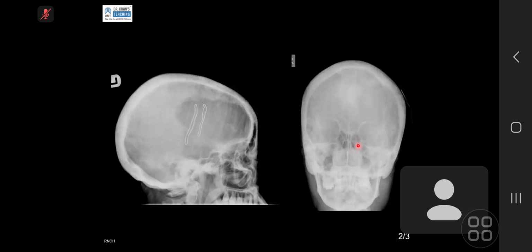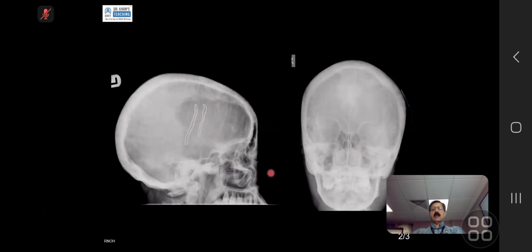Yeah, in this lateral skull radiograph, I can see that there is a well-demarcated area of lucency seen in the frontal aspect of this skull. I can see that there are two metallic-like structures. Yeah, don't worry about it. That was a bandage applied.